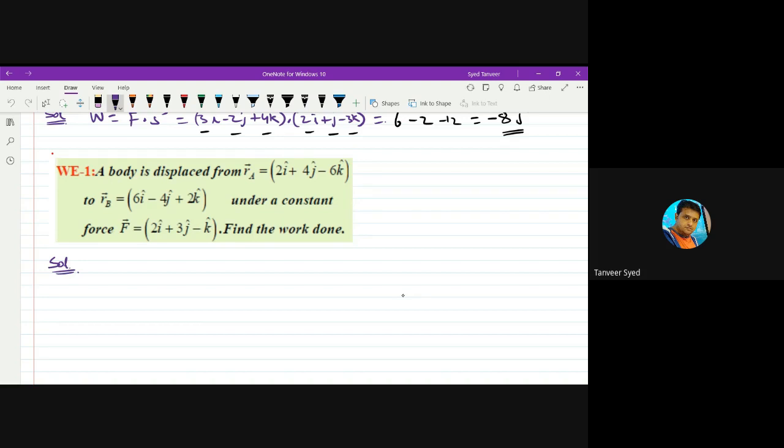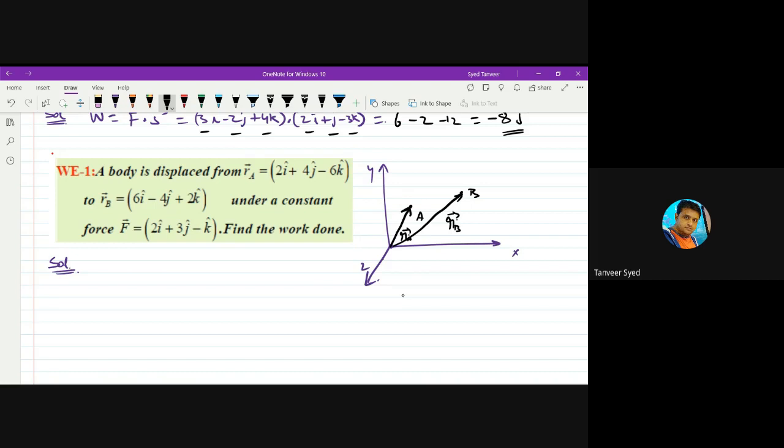See, RA is the position vector of point A. Let us say this is some point A. The position vector of this point is given with respect to some origin. This is the XYZ system: x-axis, y-axis, z-axis. This is the origin, and point A is somewhere here. Its position vector is RA. And point B, let us say it is somewhere here. Its position vector is RB.